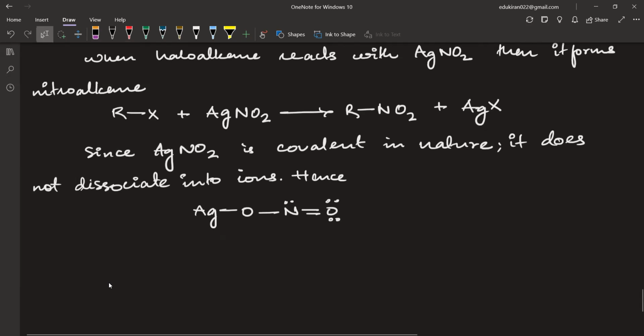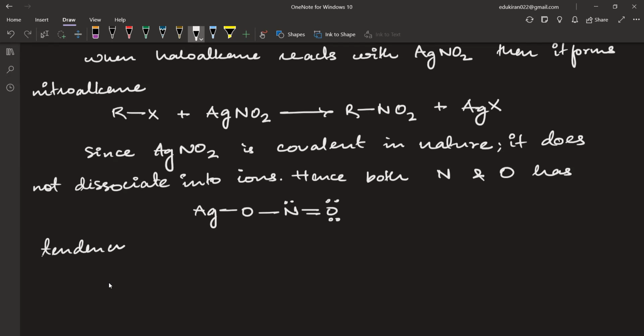It does not dissociate into ions. Hence both nitrogen and oxygen have the tendency to give electrons.